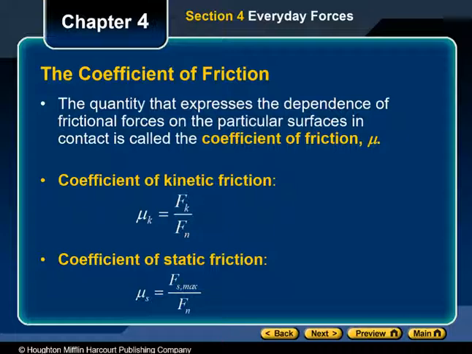The force of friction also depends on the composition and qualities of the surfaces in contact. For example, it is easier to push a desk across a tile floor than across a floor covered with carpet. Although the normal force on the desk is the same in both cases, the force of friction between the desk and the carpet is higher than the force of friction between the desk and the tile. The quantity that expresses the dependence of the frictional forces on the particular surfaces in contact is called the coefficient of friction.